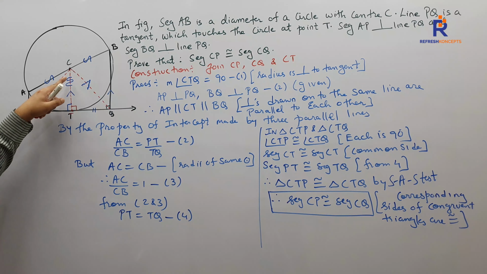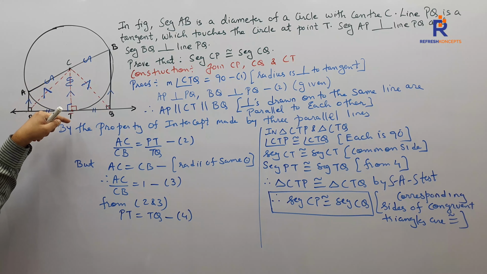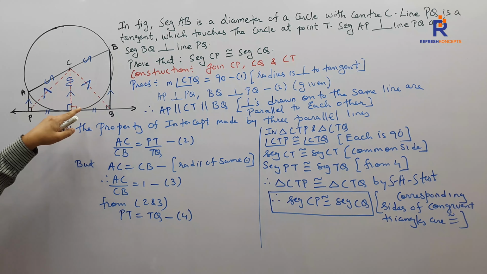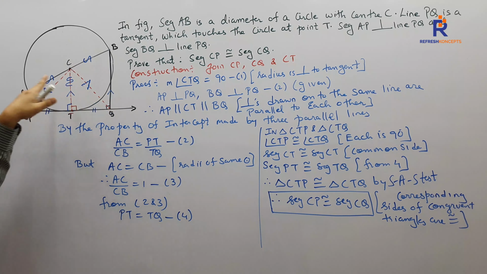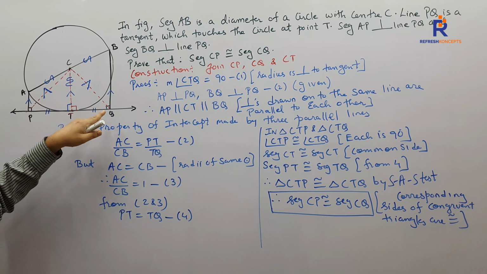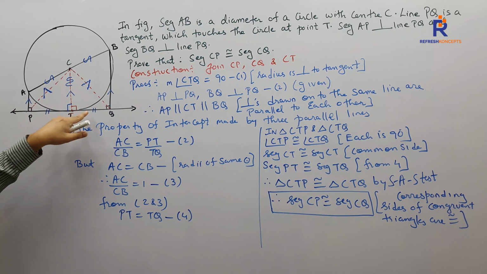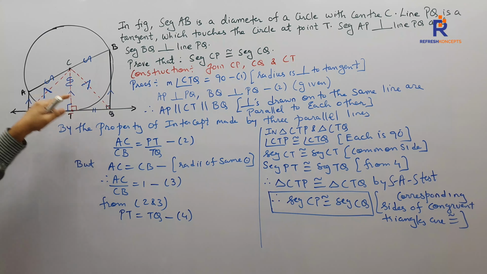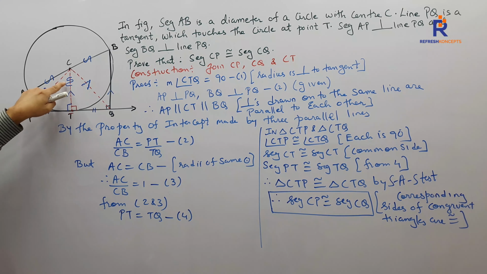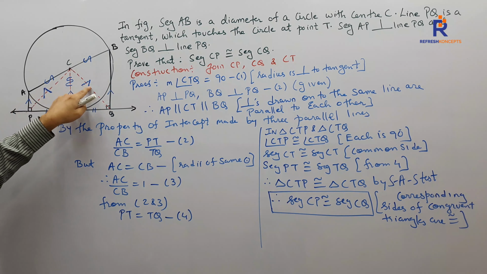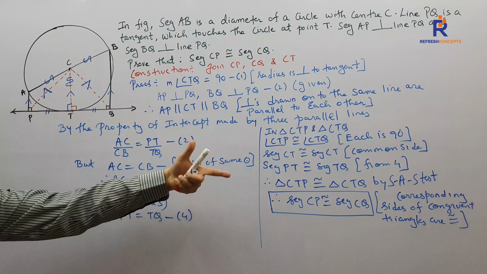Refresh it. What did we go for? Join CP, CQ, CT. 90, 90, 90, parallel to each other. Perpendiculars drawn onto the same line are parallel to each other. By the property of intercept made by three parallel lines, CA by CB is PT by TQ. But CA equals CB. Why? Radii of same circle. Therefore, PT equals TQ. Said and done. In triangle CTP, CTQ, common side, each is 90, just now proved, SAS. Therefore, under the title CSCT, sum is done.